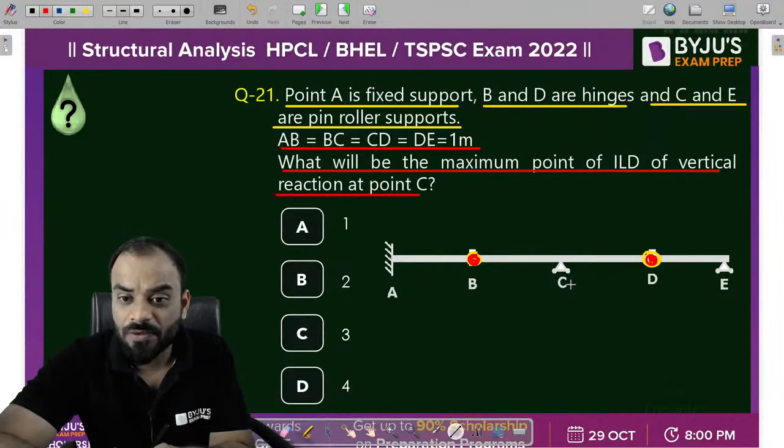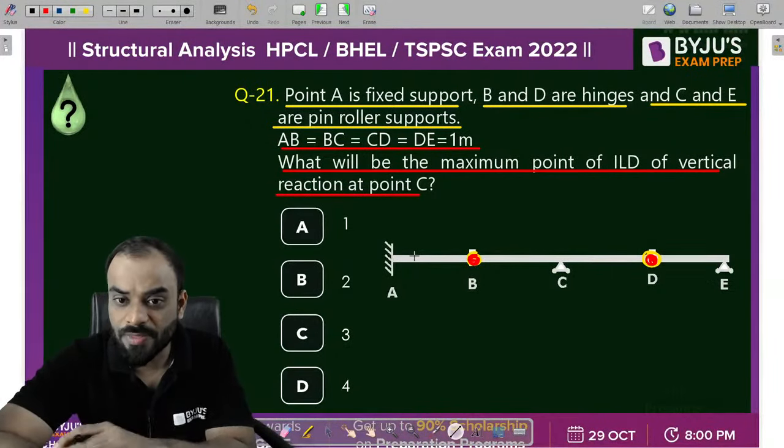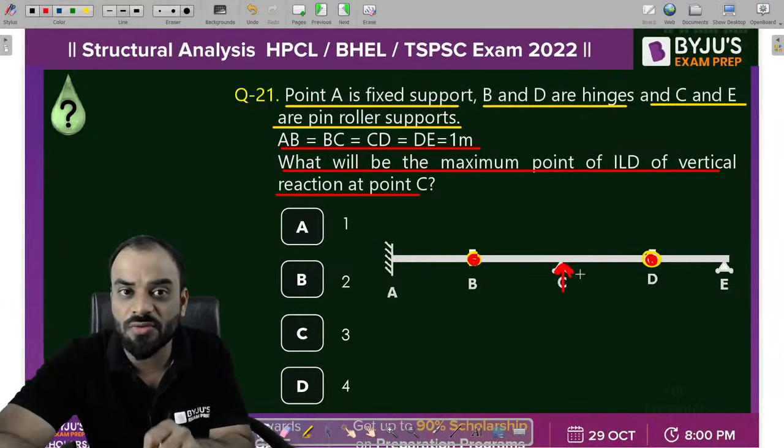Mueller-Breslau principle, you know that guys, what you need to do? You need to give unit displacement. This is a roller, okay. This is also a roller and this is a hinge and A is fixed. Now tell me guys, what is the maximum value of the ordinate in this case? So you just need to remove this particular reaction and give the unit displacement in the direction of the reaction itself.